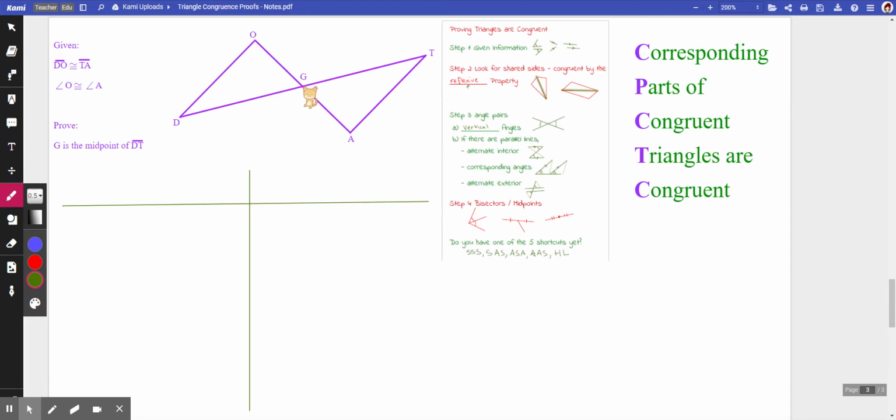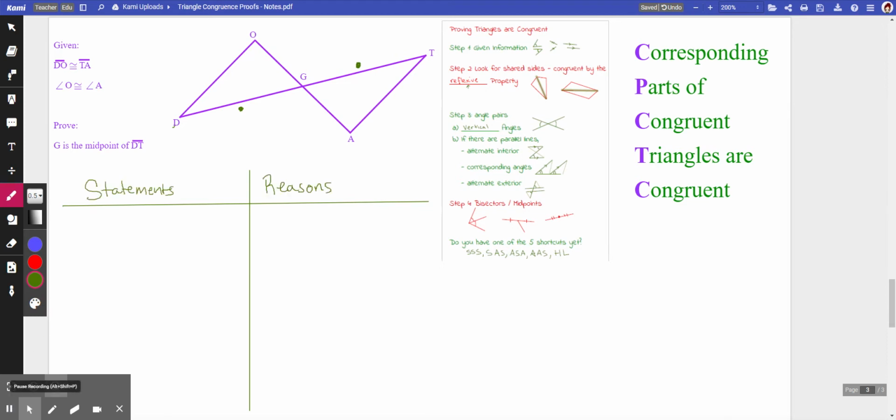So the definition of midpoint is that it breaks the segment into two congruent pieces. So to prove that it's the midpoint, I want to prove that these two pieces are congruent. I don't know that yet, so I'm not going to mark them as congruent, but I'm going to put a little dot next to them so that I remember that's my goal. Now, because triangle DOG is a rotation of triangle TAG, I know that if I can prove that the triangles are congruent, then I would be able to say that the two segments are congruent to each other.